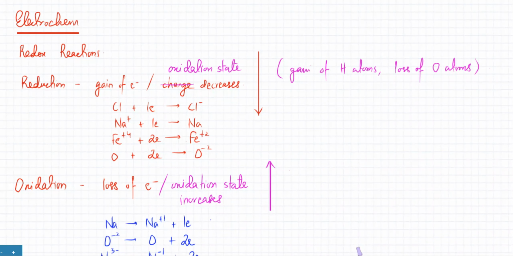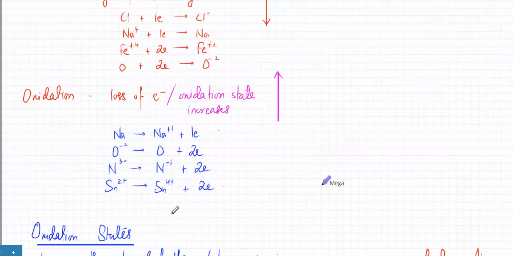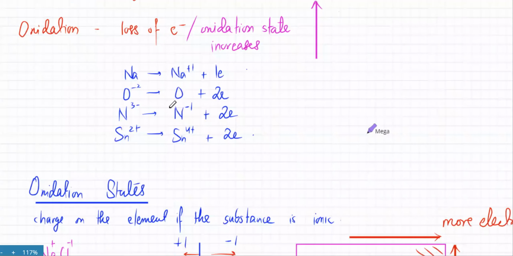So I'm just going to give a recap of everything. In redox reactions, you've got reduction happening, which is a gain of electrons. When that happens, the charge decreases, the oxidation state decreases. Like if you have a positive charge, it becomes less positive. And if you have oxidation happening, which is a loss of electrons, the oxidation state goes up, it increases, and the thing becomes more positive when it loses electrons.